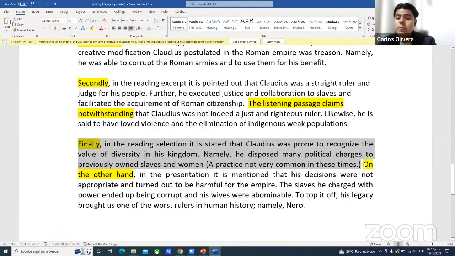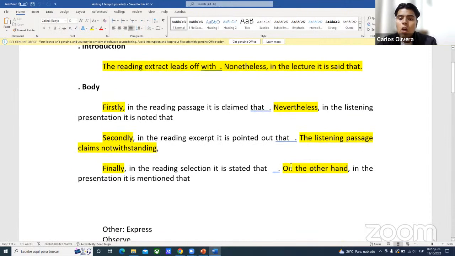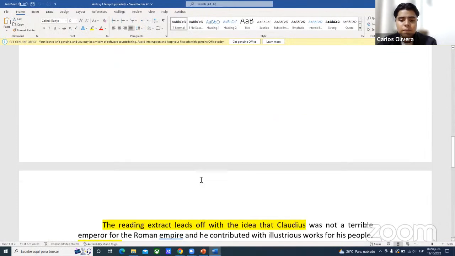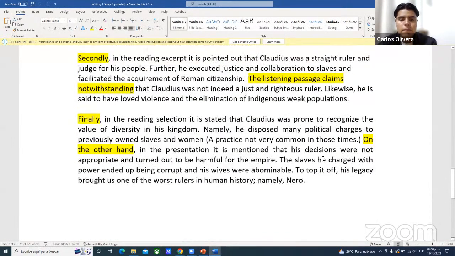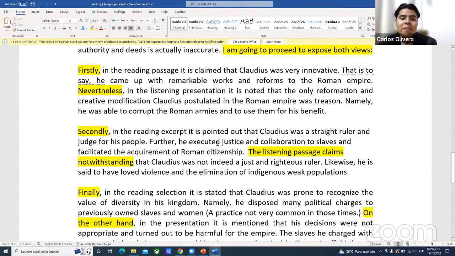Great. Now, let's see my template. On the other hand, and contrasting, in the presentation, the listener, right? It is mentioned that his decisions were not appropriate and turned out to be harmful for the empire. The slaves he charged with power ended up being corrupt, and his wives were abominable. To top it off, his legacy brought us one of the worst rulers in human history, namely Nero. Well, as you can see, that is the essay.